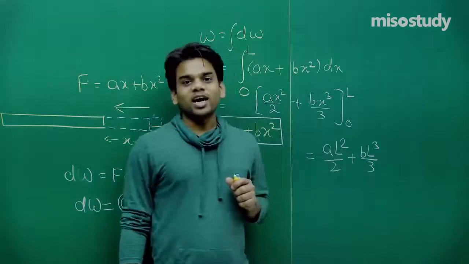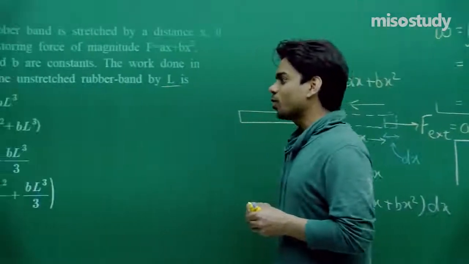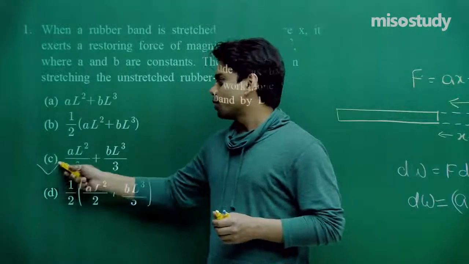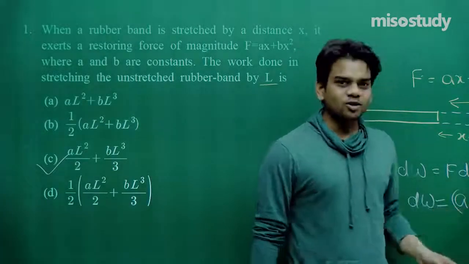This is the method that you have to actually use and solve. Let's see here, the option that you will be obtaining will be al square by 2 plus bl cube by 3. Option number C is the correct answer. So what do? Take note of the entire question and solution.